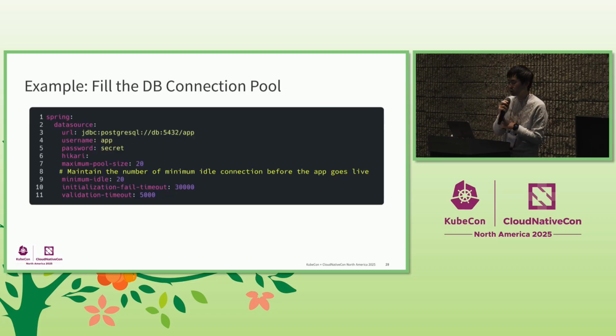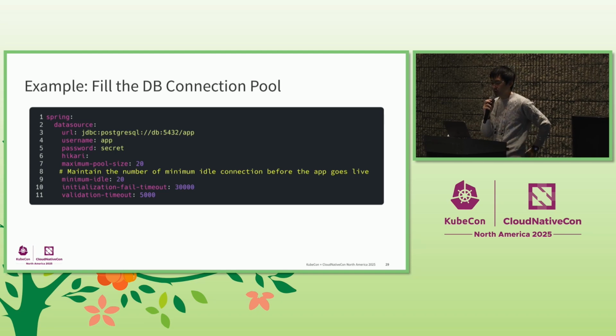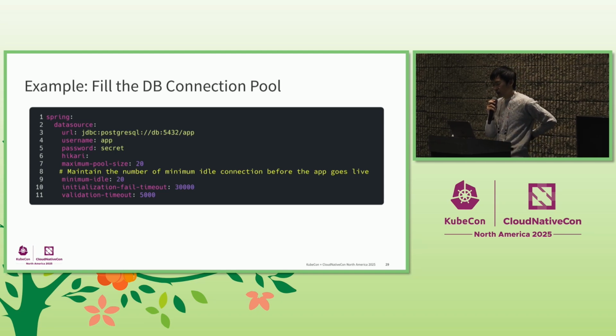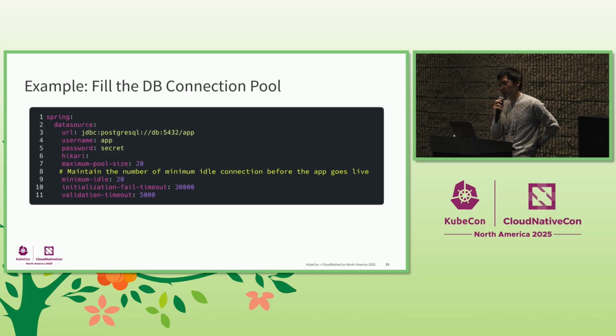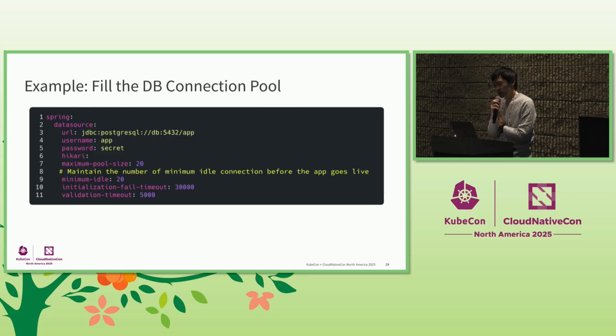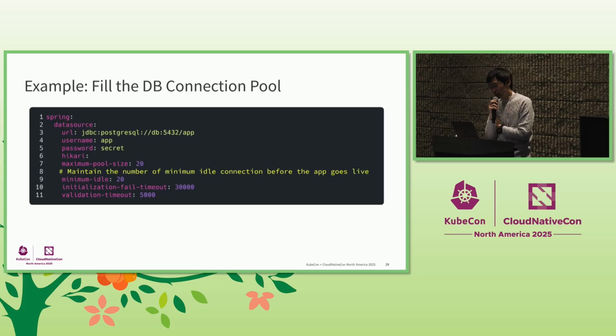Let me show you some actual examples. In this example, we are increasing the maximum size of the database connection pool to keep idle connections ready before the service goes live. This configuration example is for a Spring Boot application that uses a library called HikariCP for connection pooling. Note that you'll need to find the appropriate way to apply the same settings for each framework.